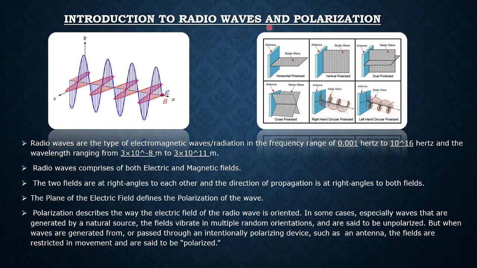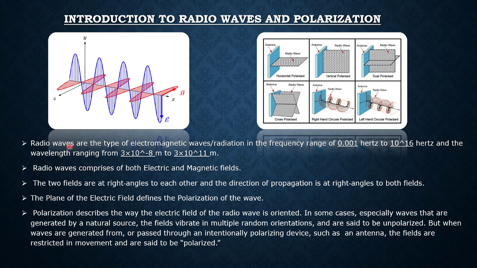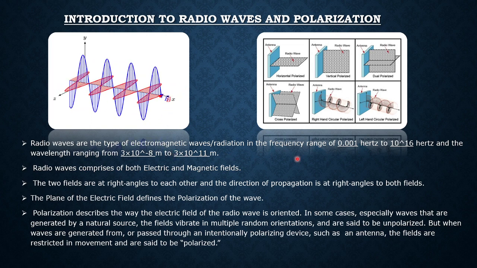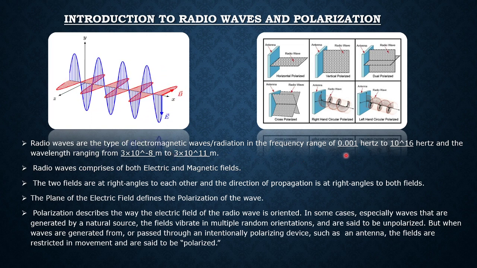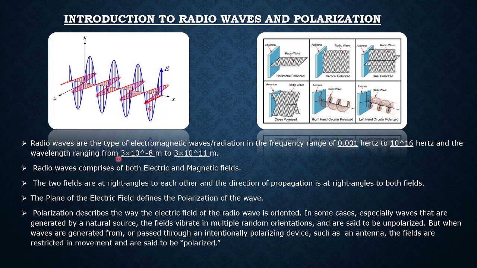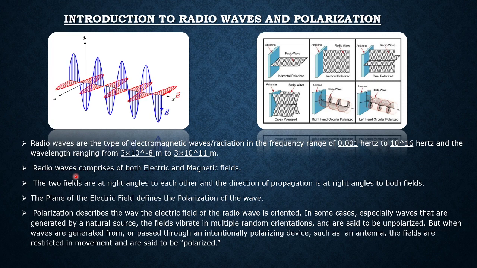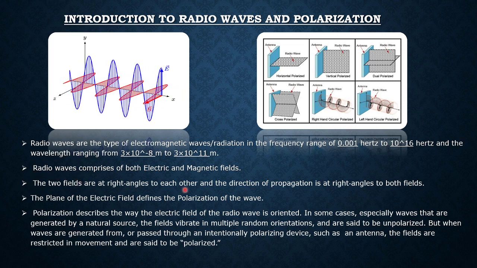Introduction to radio waves and polarization. Radio waves are a type of electromagnetic waves or radiation in a frequency range of 10^-3 Hz to 10^16 Hz, and the wavelength ranging from 3 × 10^-8 meter to 3 × 10^11 meters. Radio waves comprise both electric and magnetic fields.